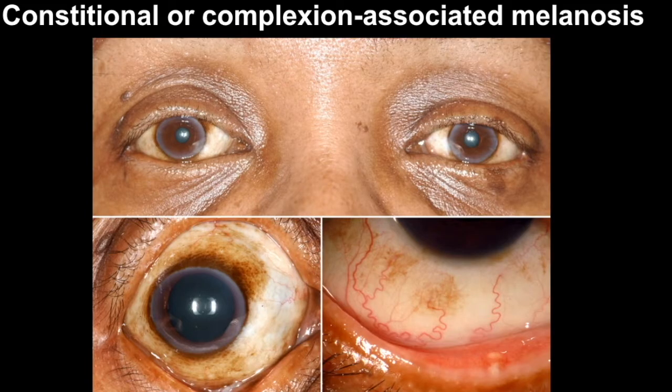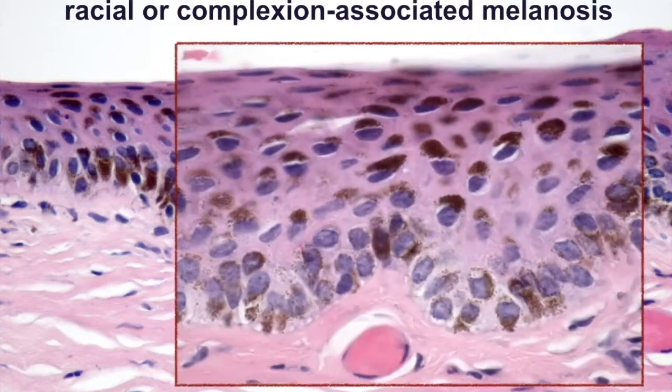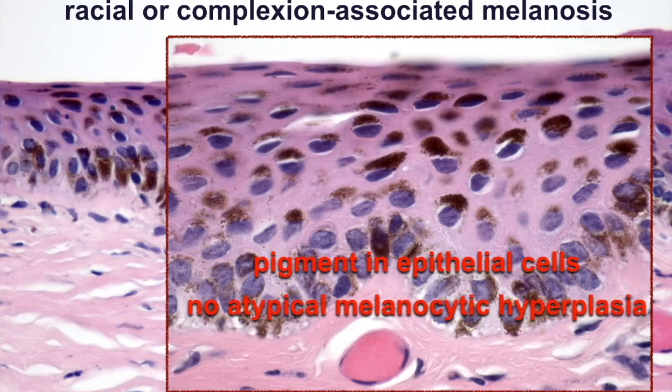Constitutional or complexion-associated melanosis, previously called racial melanosis, is a benign condition that occurs in heavily pigmented individuals and typically affects both eyes. Histopathologically, the melanin pigment is present within the squamous epithelial cells of the conjunctiva, and significant melanocytic hyperplasia is not present. The pigment may involve the entire thickness of the epithelium, where it often forms umbrella-like apical caps in the most superficial layers that presumably shade and protect the nuclei.